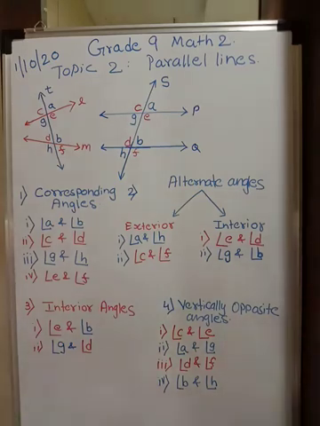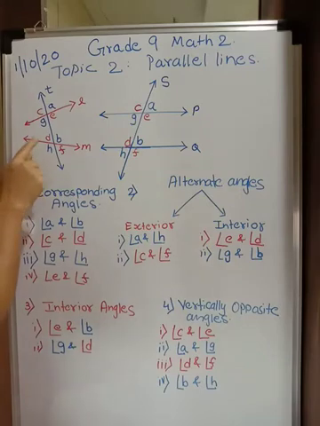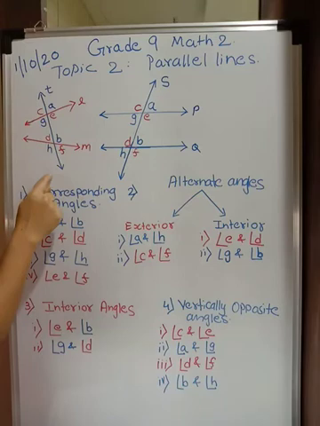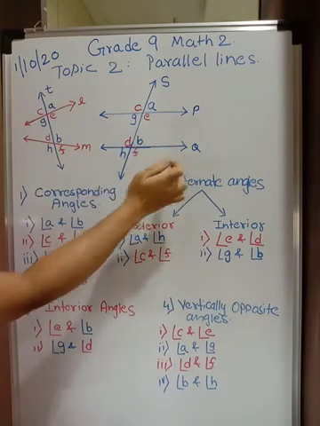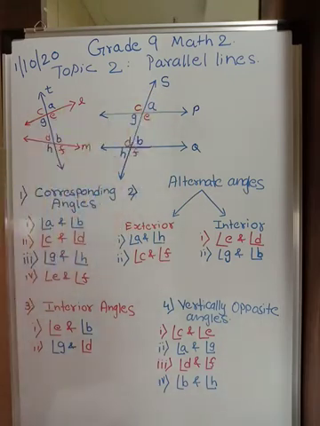Good morning, grade 9. Today we are starting topic 2 from maths 2, that is parallel lines. Now in these two diagrams you can see, in the first diagram there are two lines L and M, and line T is a transversal of these two lines. In the second diagram, P and Q are two lines and line S is a transversal for these two lines.